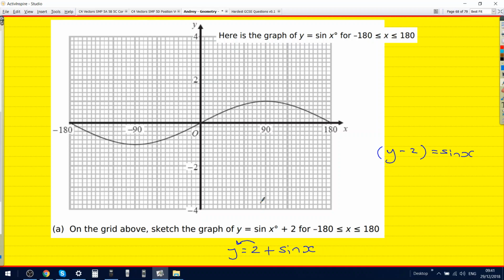Because they brought it to the other side, y is already in the form that you do. So with x, it's the opposite. With y, it's usually the same because they've already brought it to the other side. So they changed y equals into y minus 2 equals, and then they just plus 2 for you. So you're just adding 2 to every coordinate and then joining them up.